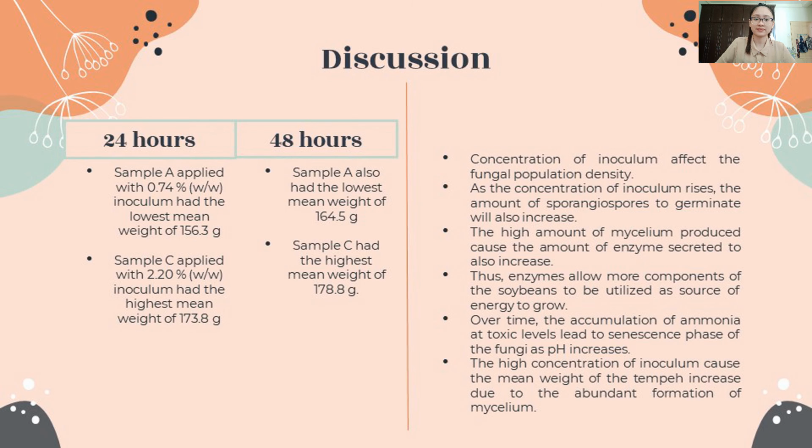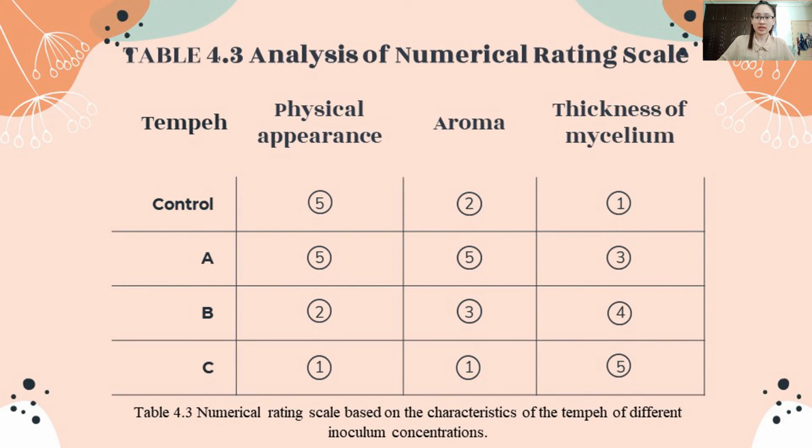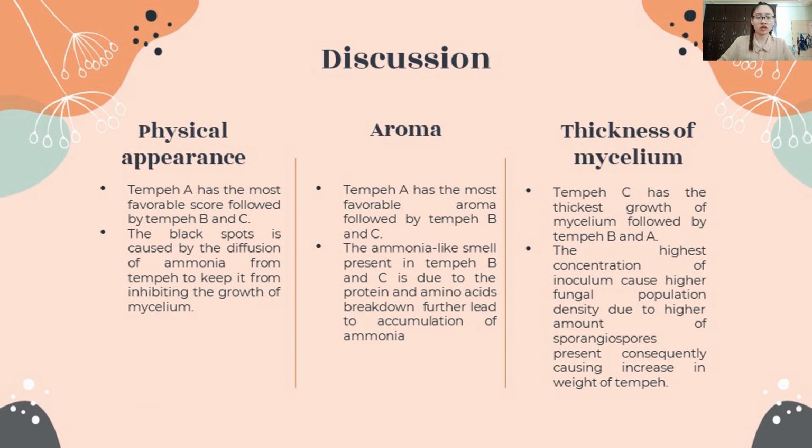of mycelium. In terms of physical appearance, tempeh A has the most favorable score followed by tempeh B and C. The black spots are caused by the diffusion of ammonia from the tempeh to keep it from inhibiting the growth of mycelium. In terms of aroma, tempeh A has the most favorable aroma compared to tempeh B and C. The ammonia-like smell present in tempeh B and C is due to the protein and amino acids breakdown, which further leads to accumulation of ammonia.